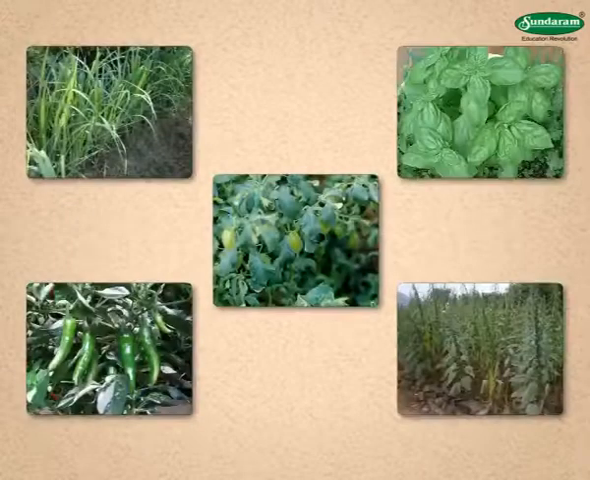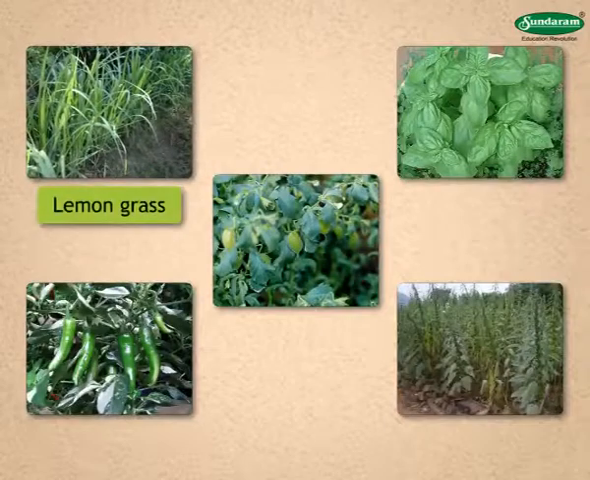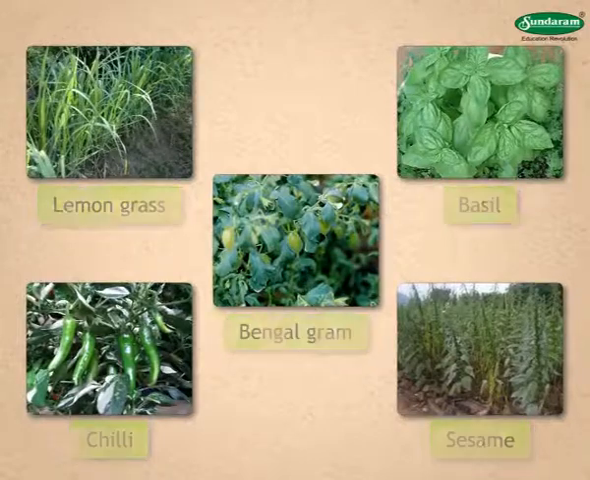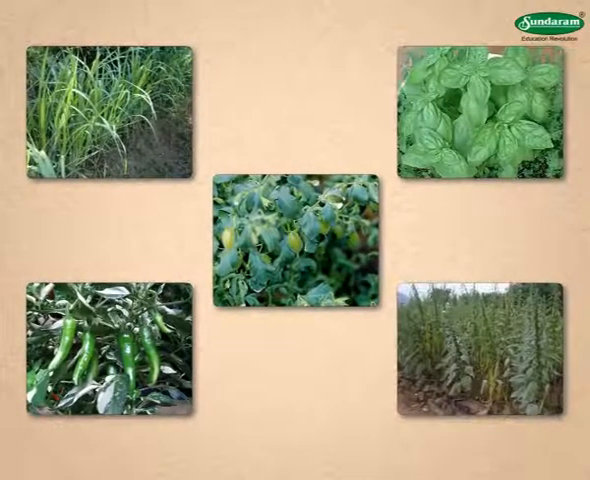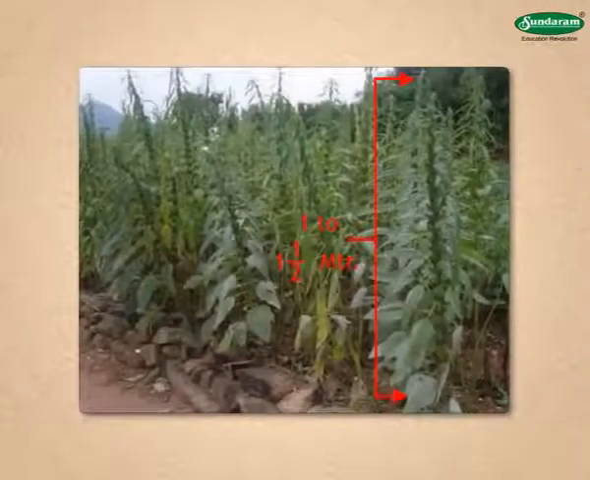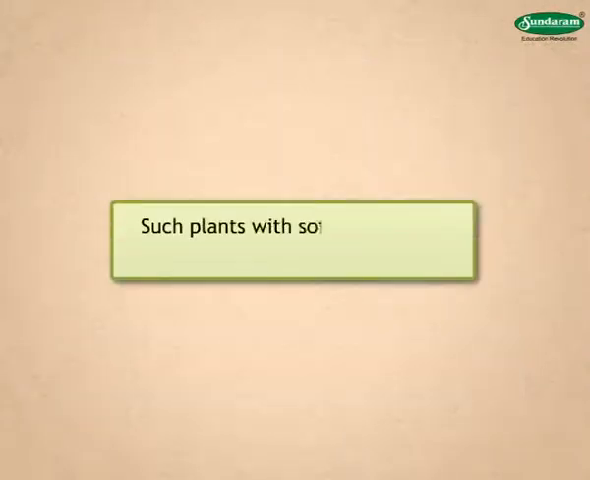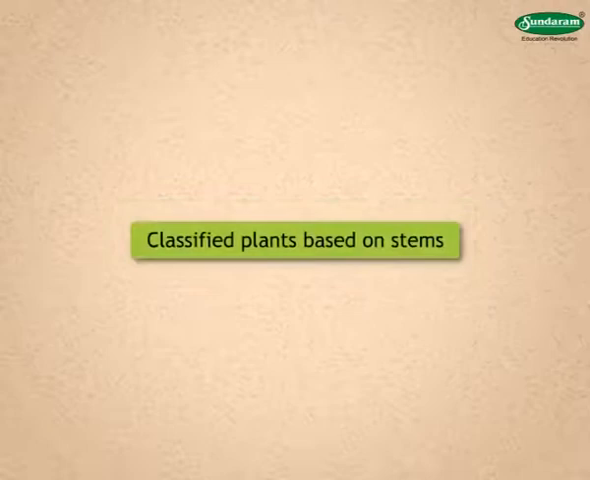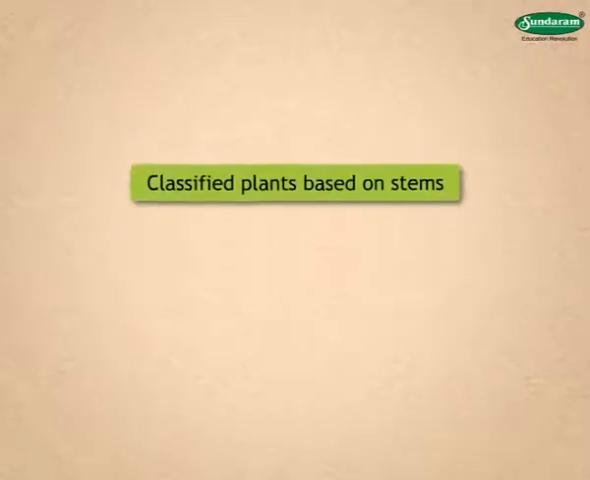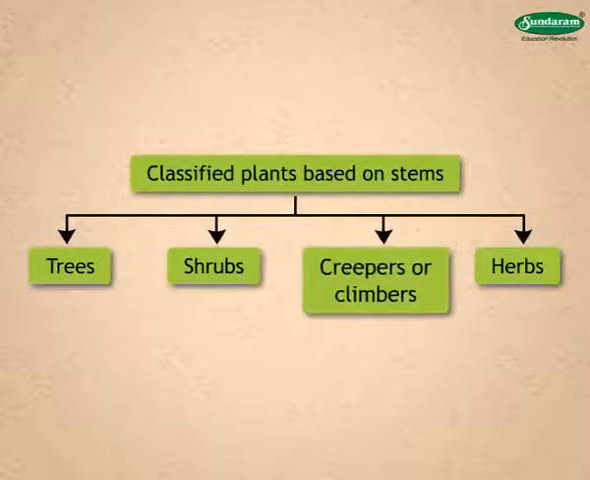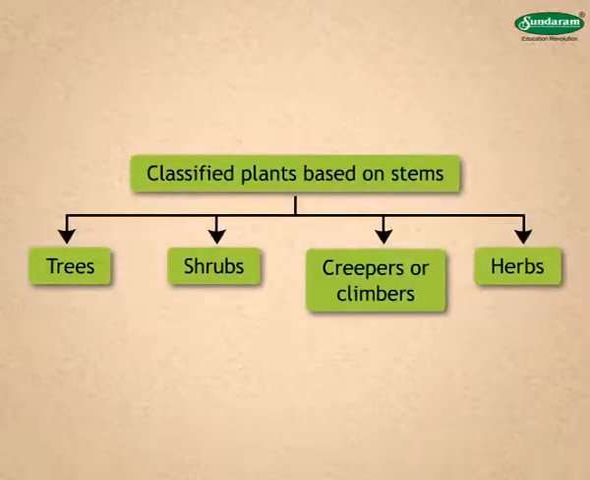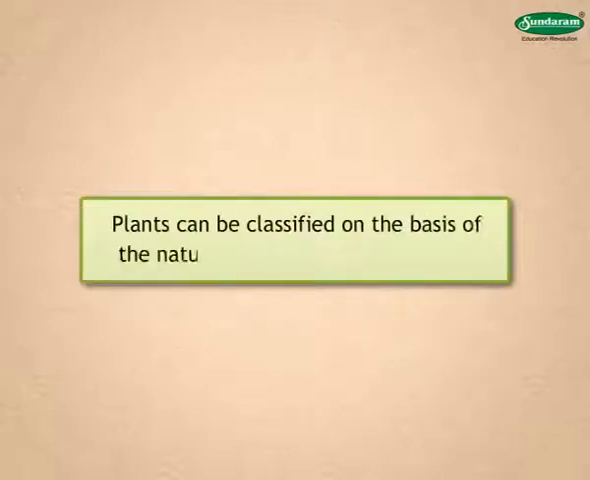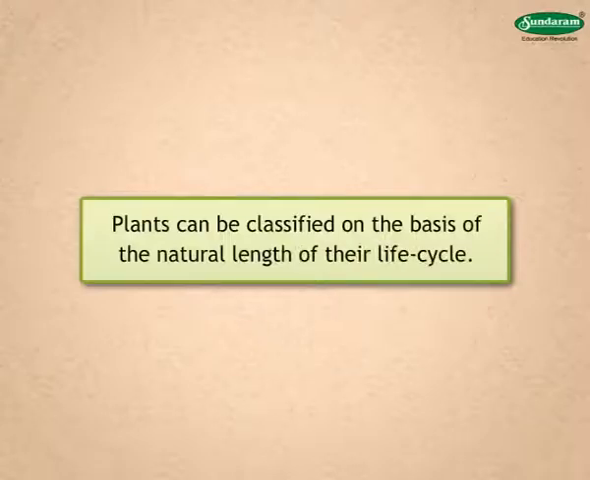Herbs. Observe the stems of plants like lemongrass, basil, Bengal gram, chili, sesame. Their stems are soft and flexible. They are 1 to 1.5 meters tall. Such plants with soft and flexible stems are called herbs. Thus, we have classified plants based on stems as trees, shrubs, creepers or climbers, and herbs. Plants can be classified on the basis of the natural length of their life cycle.